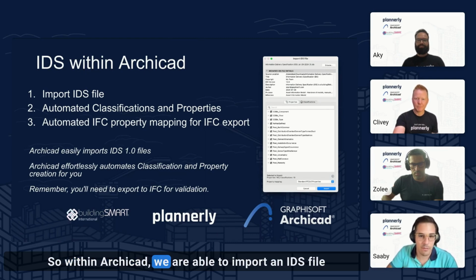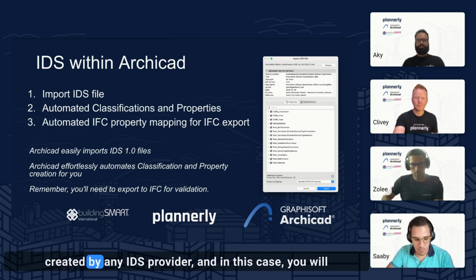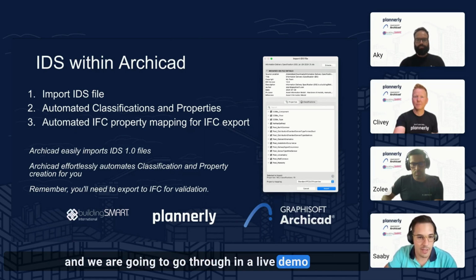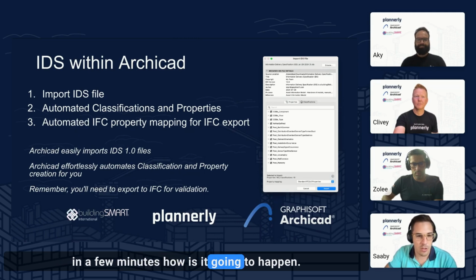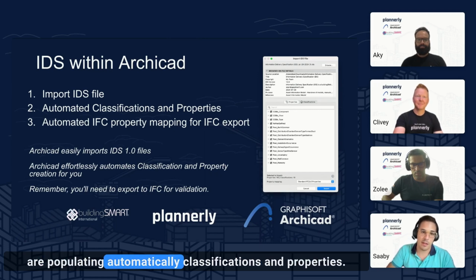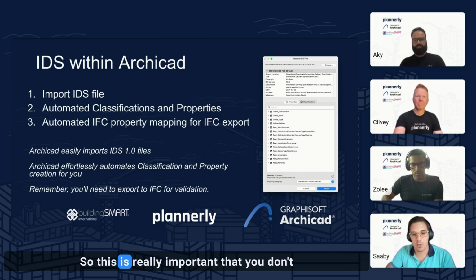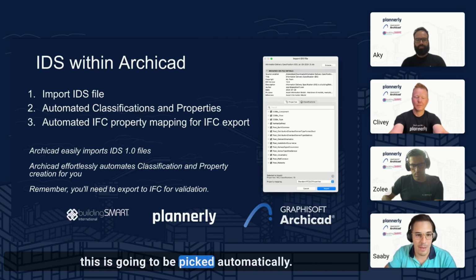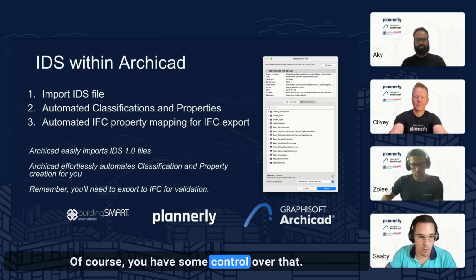So within Archicad, we are able to import an IDS file created by any IDS provider. And in this case, you will see that Plannerly will provide us a really nice IDS file, and we are going to go through in a live demo in a few minutes how is it going to happen. Also, what happens in Archicad is we are populating automatically classifications and properties. So this is really important, that you don't need to manually input those data anymore, because this is going to be picked automatically. Of course, you have some control over that.